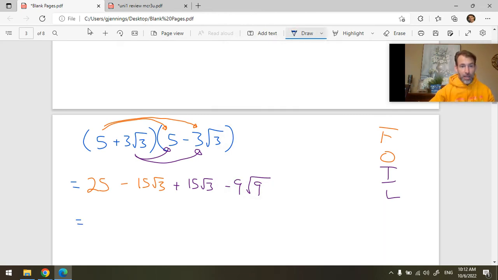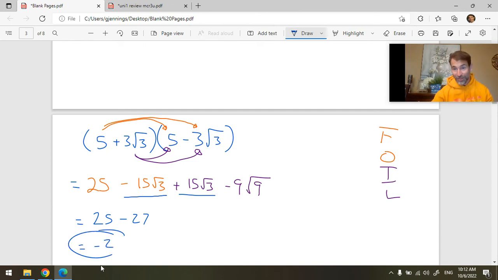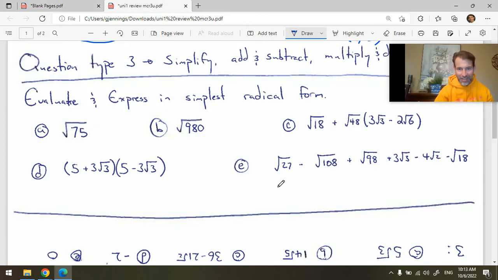Okay, I have negative 15 root 3 and positive 15 root 3. That's 0. So I have 25 plus 0 minus 9 times root 9. Root 9 is 3. 9 times 3 is 27. So it's 25 minus 27. This gives me negative 2. Done, final answer. I can't simplify negative 2 anymore. That's fully simplified.